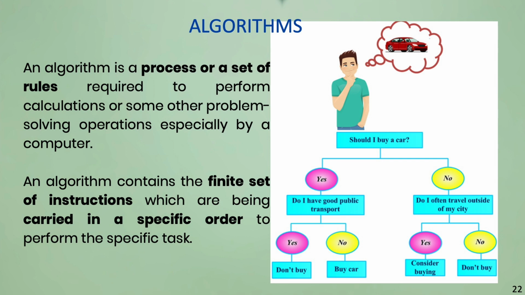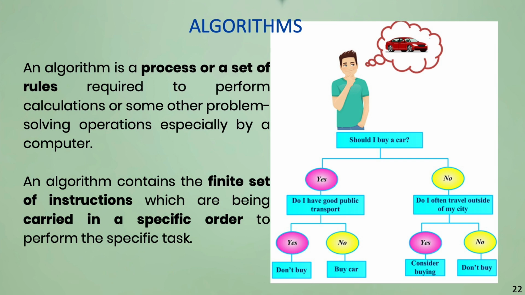And here in this slide, you see an example of an algorithm to decide whether to buy a car or not. In that case, the algorithm defines for us the set of steps to solve that problem of buying a car or not.